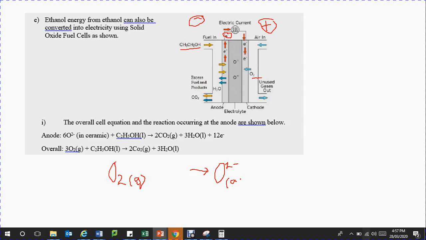Then if I have a look at this, I've got oxygen. Yep, I'll balance it out. So I've got 2, so I've got 4 negative.